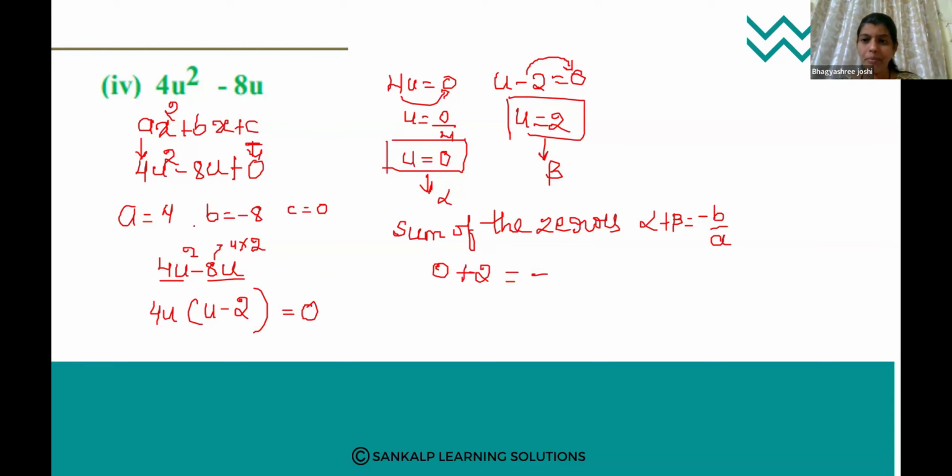So here, what is the value of b? B value is minus 8. So b value is minus 8 divided by a value is 4. 0 plus 2, it is 2. Minus into minus plus. So 8 divided by 4, 4 twos are 8. So 2 equal to 2. Right? 2 equal to 2. Here also LHS part is equal to RHS part. That means relationship holds, or you can say it is verified. Right? Verified.